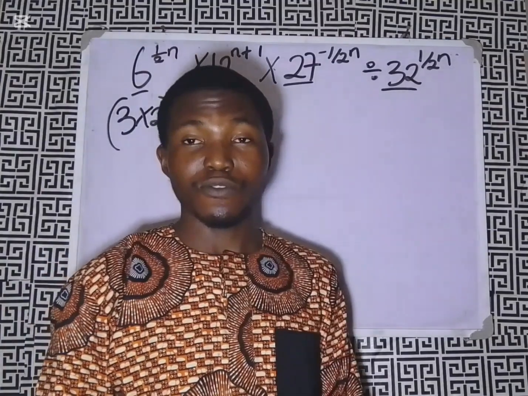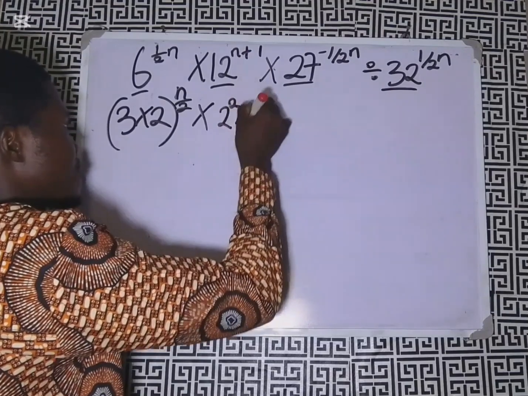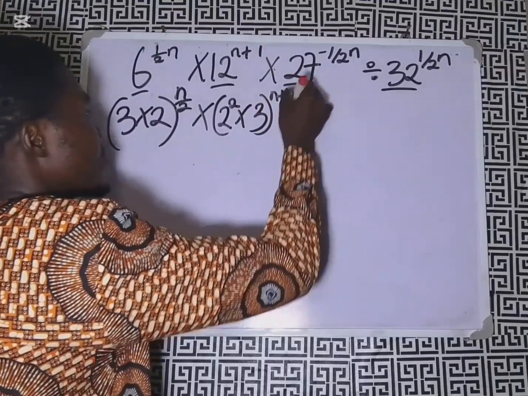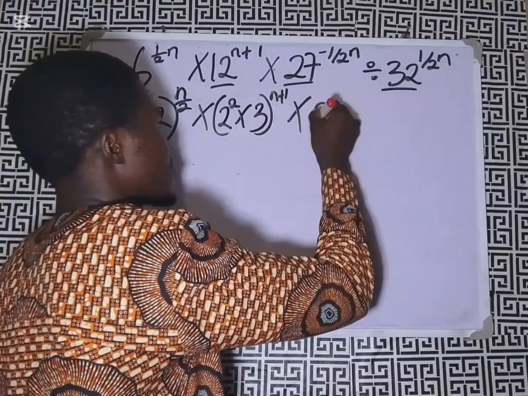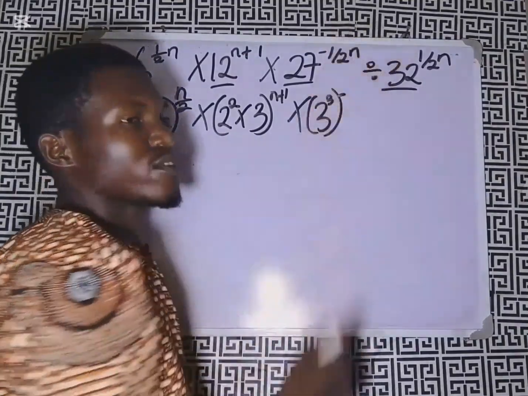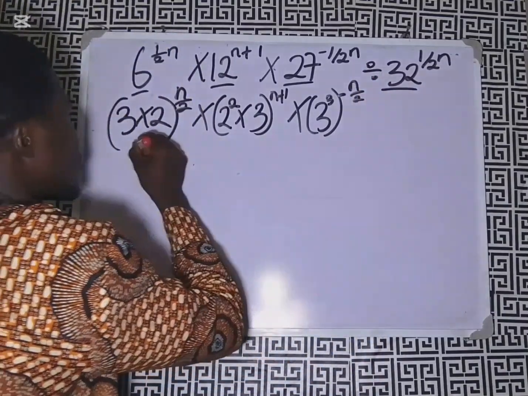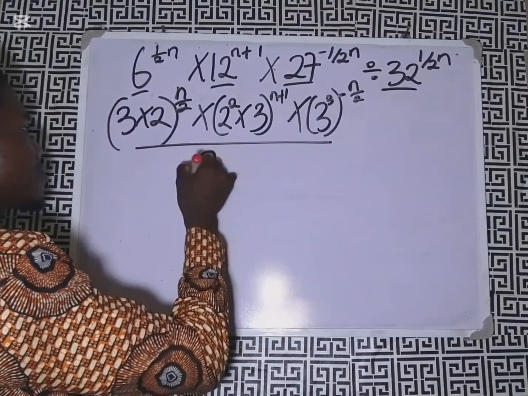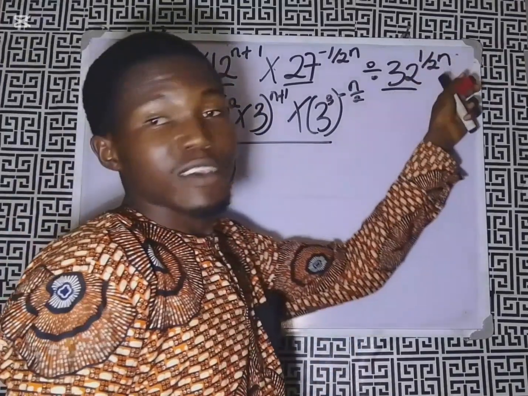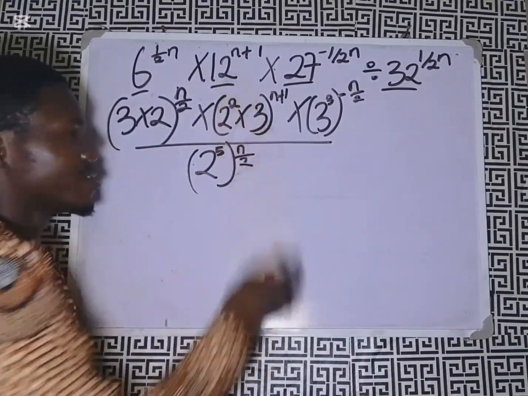Now 12 can be written as 4 times 3. Then 4 can be written as 2 raised to power 2, multiplied by 3, then raised to power n plus 1, multiplied by 27, which can be written as 3 raised to power 3, then raised to power minus 1 times n, will give us minus n over 2. Then we divide by 32, which can be written as 2 raised to power 5, then raised to power 1 times n, will give us n over 2. This is the first step.